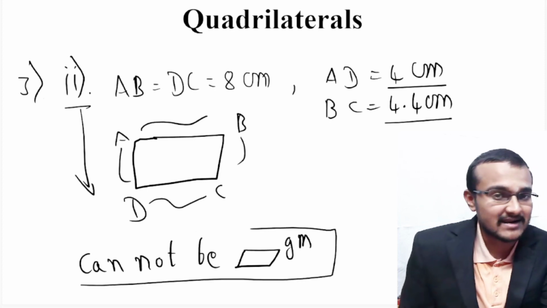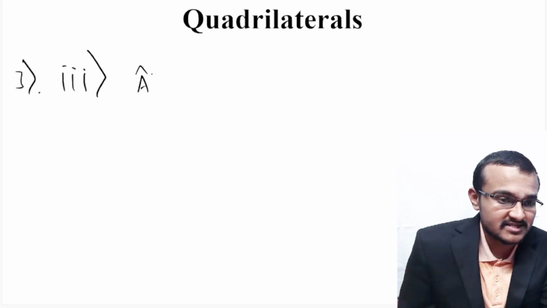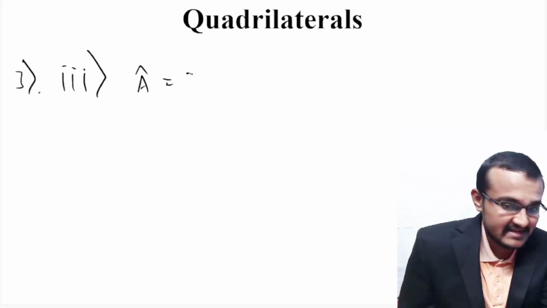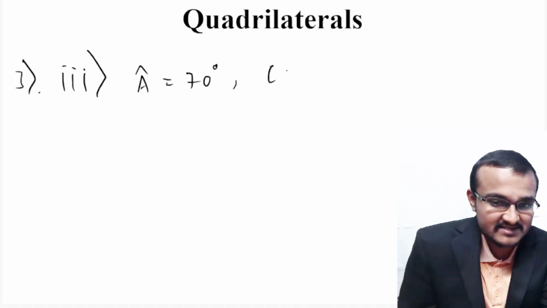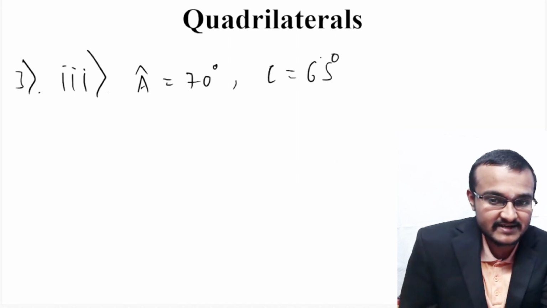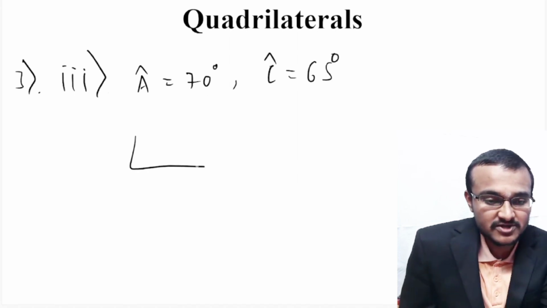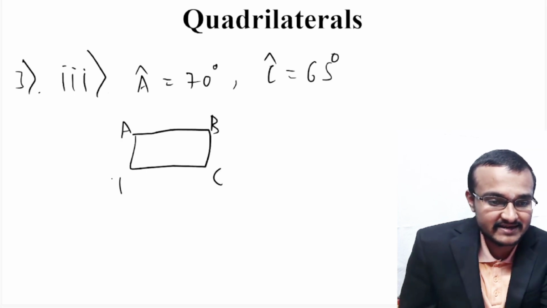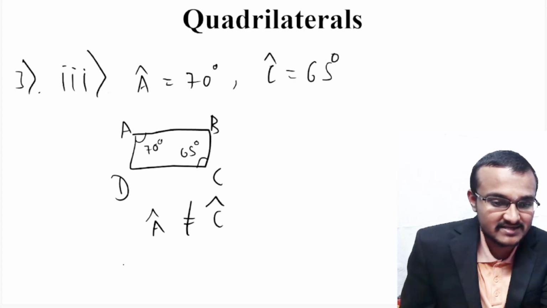Coming to the third question, A is equal to 70 degrees and C is equal to 65 degrees in a quadrilateral ABCD. So if we consider this as a quadrilateral A, B, C and D, then here A is equal to 70 degrees and C is equal to 65 degrees. Here you can clearly see angle A is not equal to angle C.